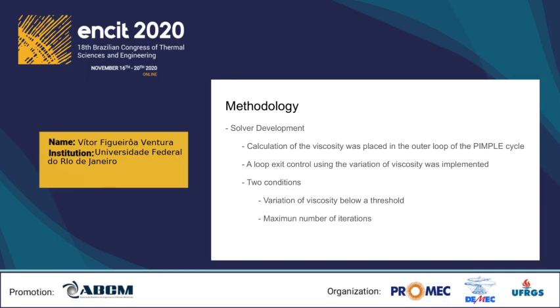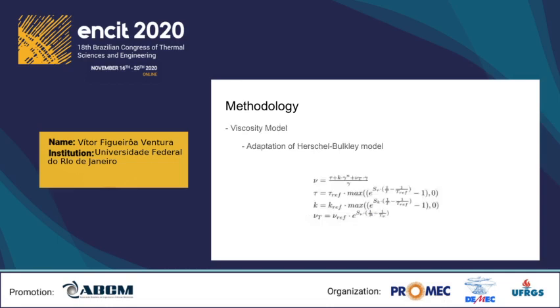There were two conditions to exit this external loop. One was the maximum number of iterations, and the other was a variation of the viscosity. So if the variation of the viscosity was below a threshold in every cell, the simulation would continue to the next time step. But if the variation of the viscosity was higher than this threshold in any cell, the loop would repeat. The viscosity model that was implemented was an adaptation of the Herschel-Bulkley model.